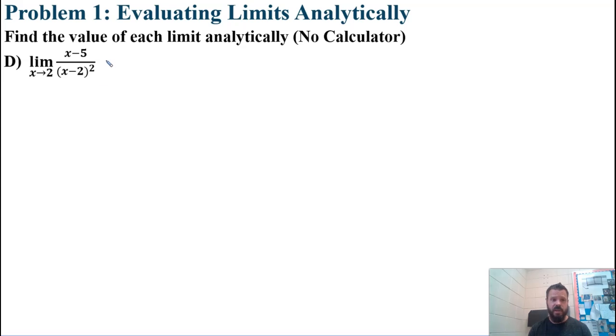Let's see what happens. If I substitute the 2 into this expression, I'd have 2 minus 5 over parenthesis 2 minus 2 squared. Numerator, we don't get a 0, we get a negative 3. Denominator, we'd have 2 minus 2 is 0. 0 squared is just 0. So we get the 0 in the denominator. But the difference here is this is not our indeterminate form, because we don't have the 0 on top. I'm going to say this leads to the limit does not exist.